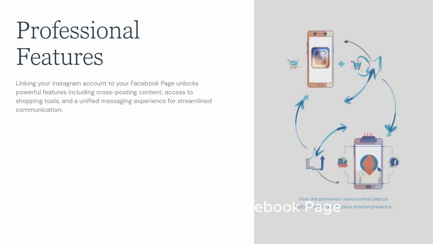Select the specific Facebook page you want to connect to. Toggle on the options for what you want to share, like Instagram posts or stories, to link.